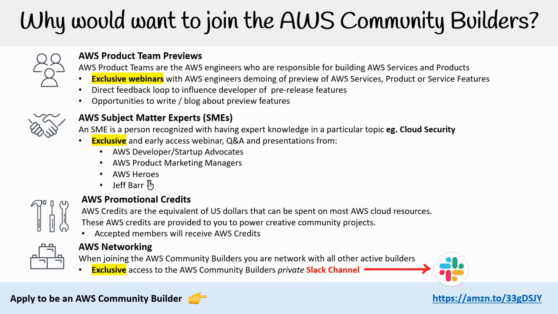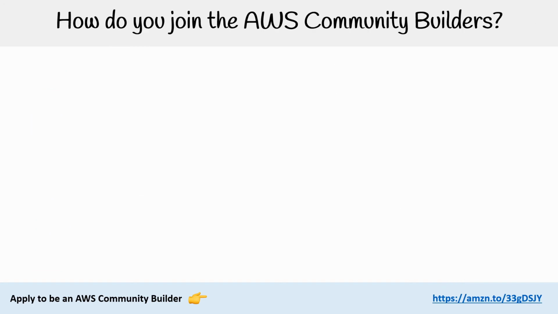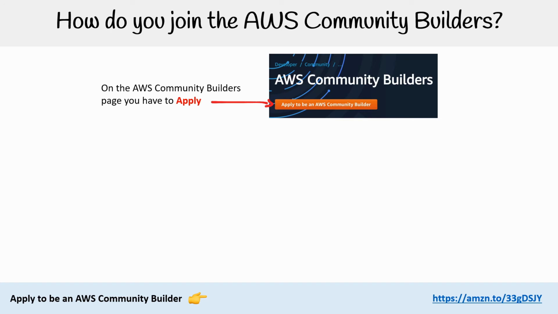Now that I've told you why you'd want to be part of the program, let's talk about how you get in. You're going to go to the Community Builders website. If you're wondering how to get there, I have a little short link in the bottom right corner, so just type that into your browser to get to it. Then you're going to hit that apply button, that big old orange button.